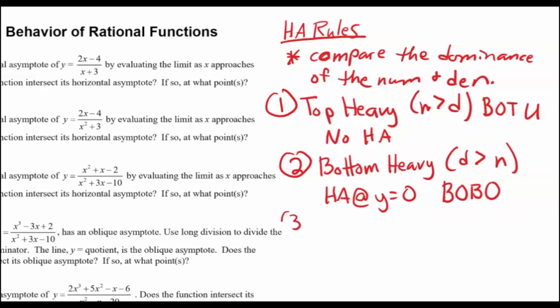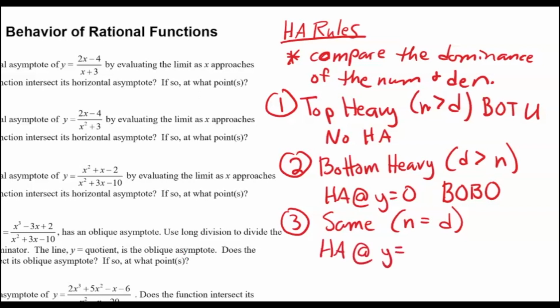And then the third comparison is they could be the same. This is where the numerator's power equals the denominator's power, and in that case, you do still have a horizontal asymptote, and it's going to be at y equals the ratio of the leading coefficients.